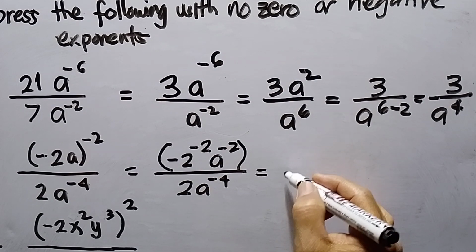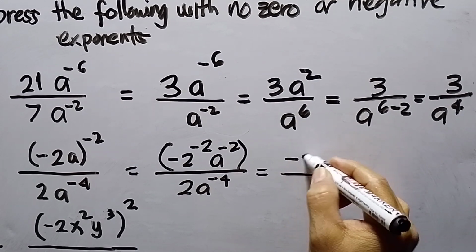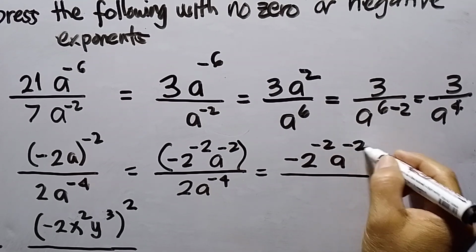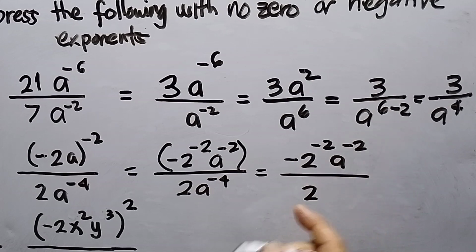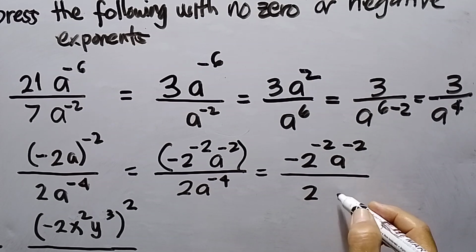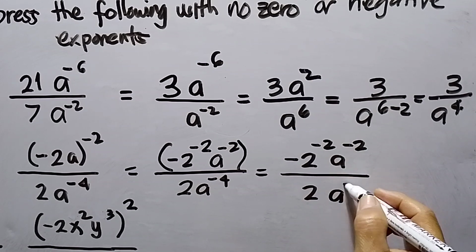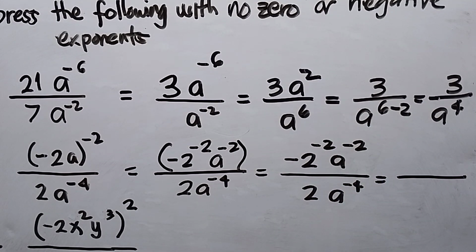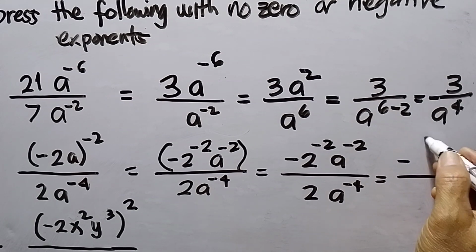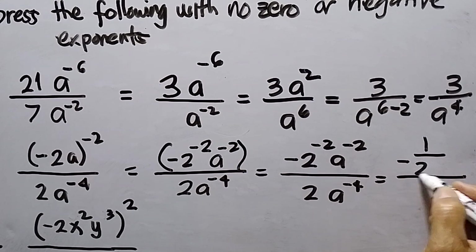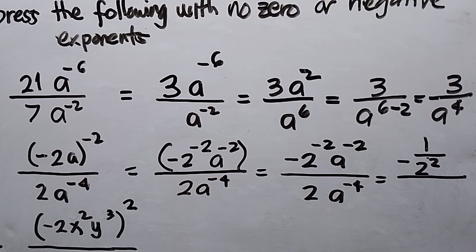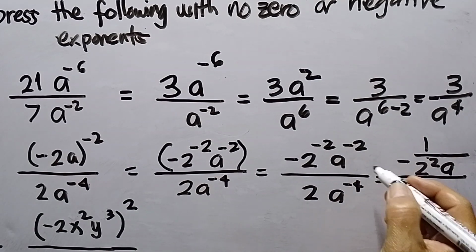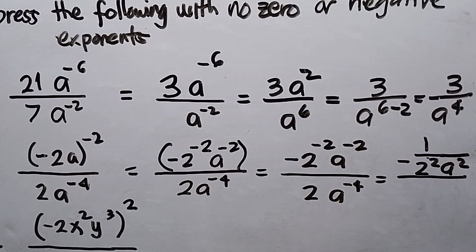So this will be negative 2 raised to negative 2 times a raised to negative 2. Then just copy this one, 2a to the negative 4. So this will be negative 1 over 2 raised to the 2nd power. And then including a, this a becomes positive 2.